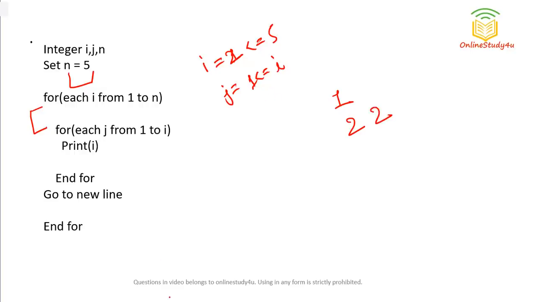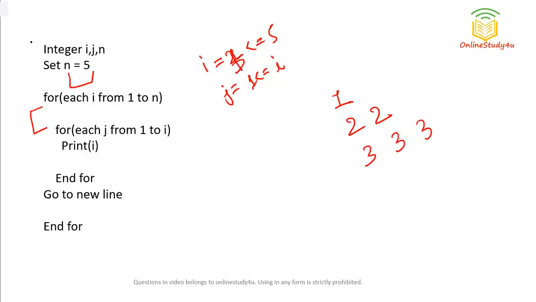When j becomes 3, the loop will be terminated. Now the i value will be 3. 3 less than or equal to 5, yes, the condition is true. So 1 less than or equal to 3, so i will be printed, that is 3. Again 2 less than or equal to 3, so 3 will be printed. 3 less than or equal to 3, the i value will be printed.